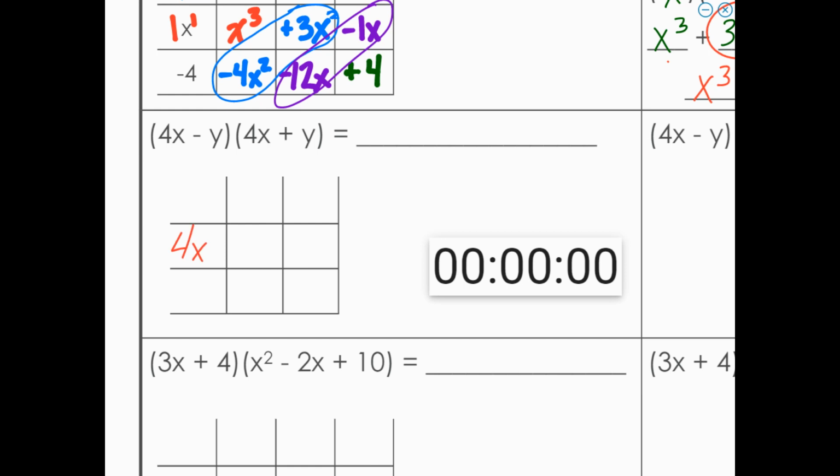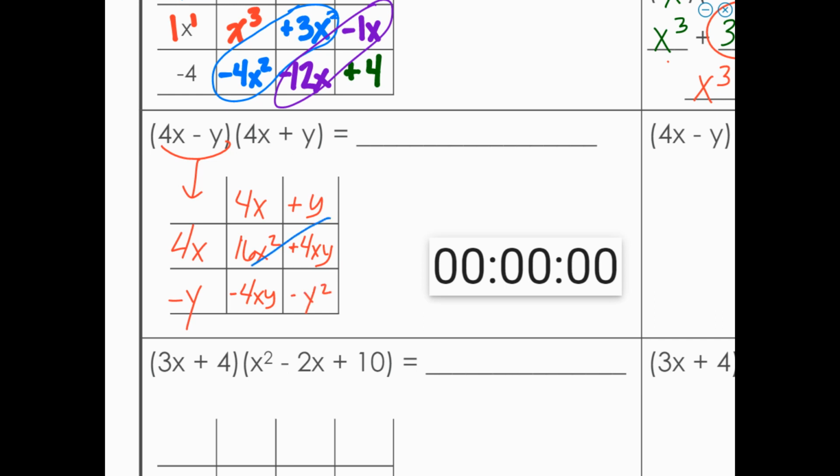Either way you wrote this, okay, I usually write my first one down the side here, 4x plus y. You could have flipped those. It did not matter which way you wrote those. But 4 times 4 is 16. x times x is x squared. 4x times positive y would give you a positive 4xy. 4x times negative y would give you a negative 4xy. Negative y times positive y gives you a negative y squared.